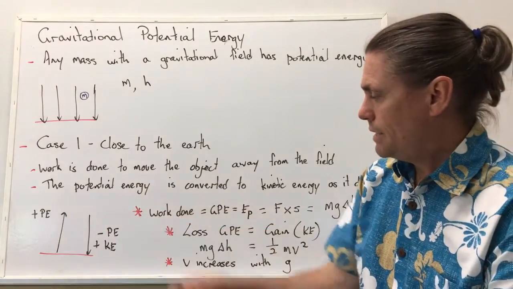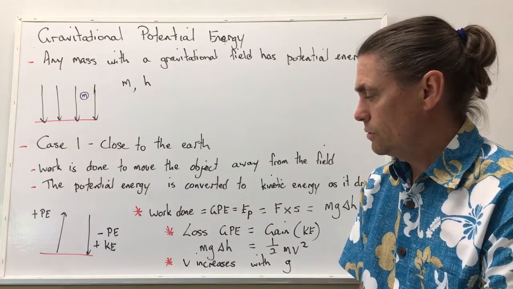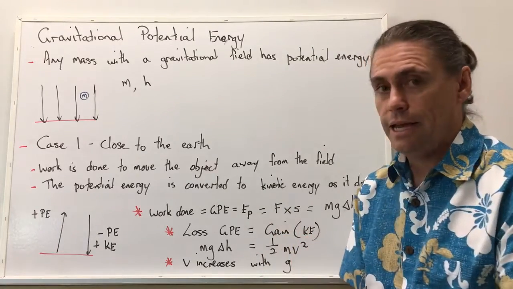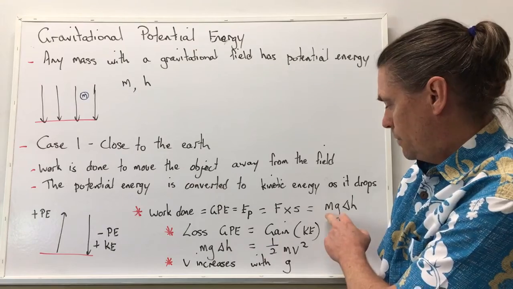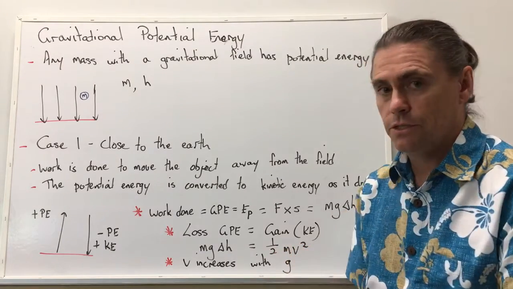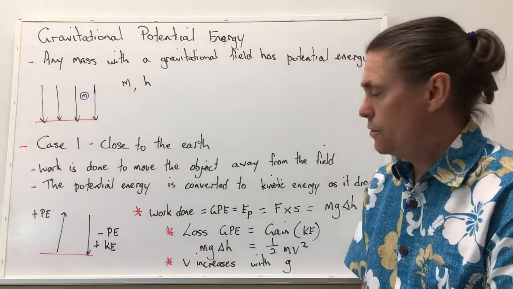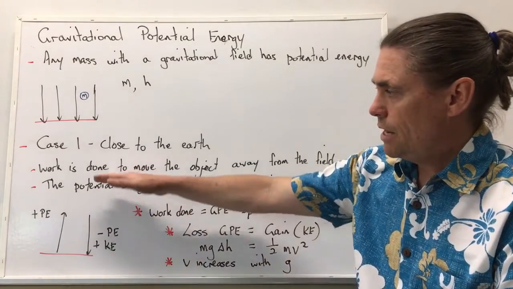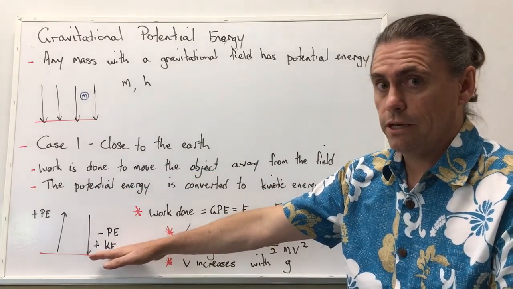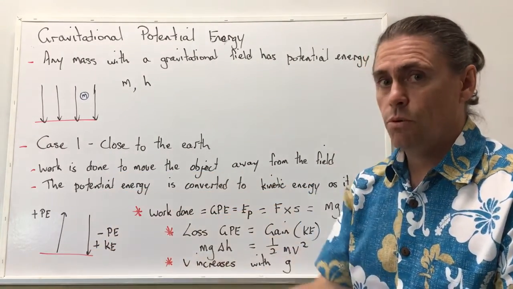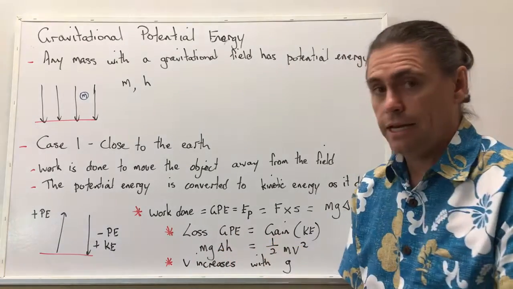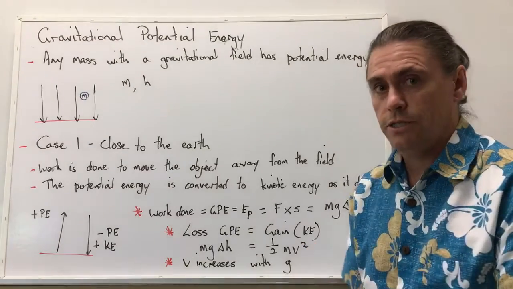Now, coming back down the other way, our loss in gravitational potential energy will be our gain in kinetic energy. So this time we've got mg delta h equal to a half mv squared. One thing to note here is that the higher our object is, or the further away from our larger object like the planet Earth, the more potential energy it has, and the more potential energy will be converted to kinetic energy and therefore velocity.